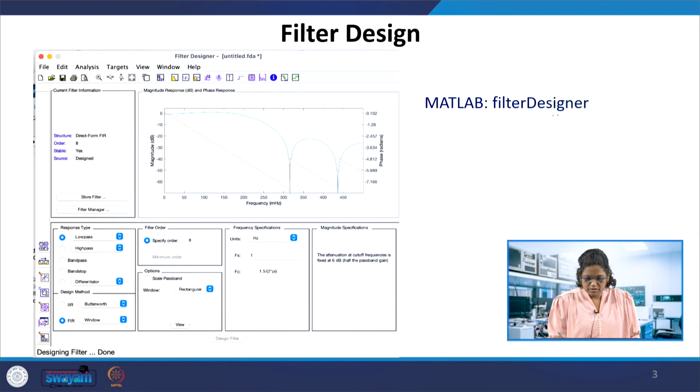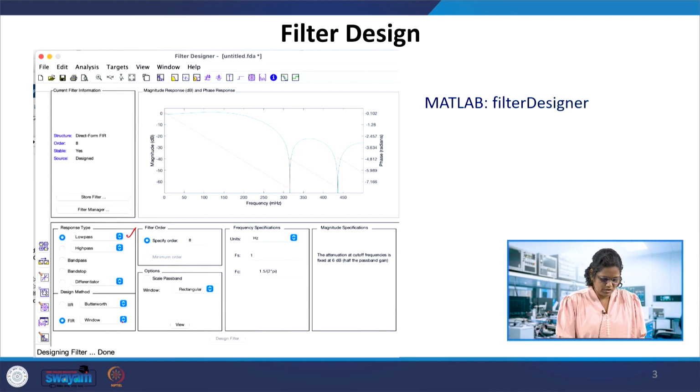Here I have just cropped this from the MATLAB designer tool, in which you can specify the structure, order, and so on. For the response type, you have the choice of low pass filter, high pass filter, band pass, band stop, and we can also design a differentiator. All the choices are available. Also for the design method, I have chosen FIR with the window method, and you have these choices again in the FIR filter design as well.